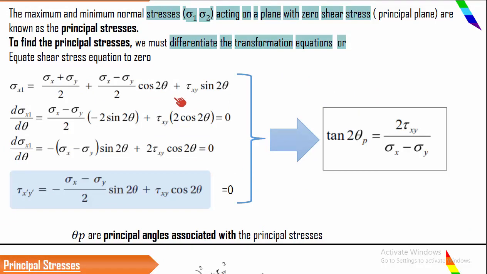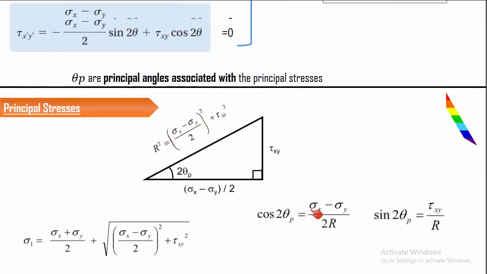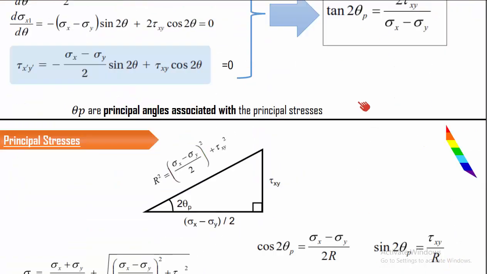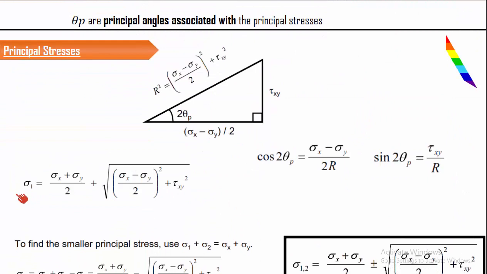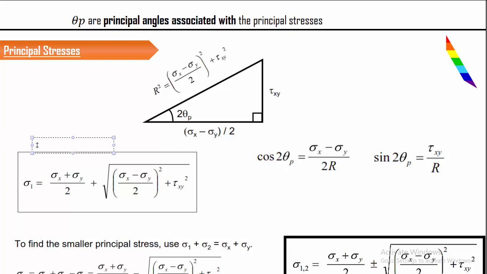and when you group everything together, you can eliminate the value of theta, and you will end up with sigma 1 equal to (sigma x plus sigma y) by 2 plus root of ((sigma x minus sigma y) by 2) the whole square plus tau xy square. This is the equation for the maximum principal stress.